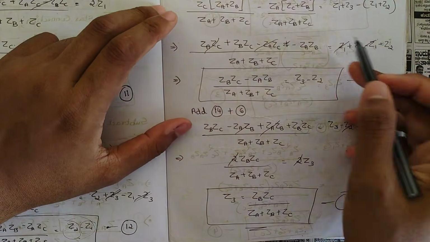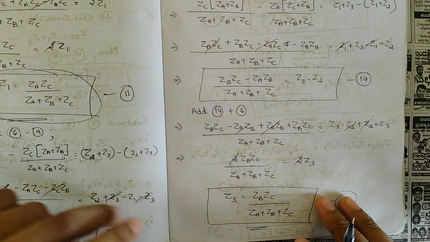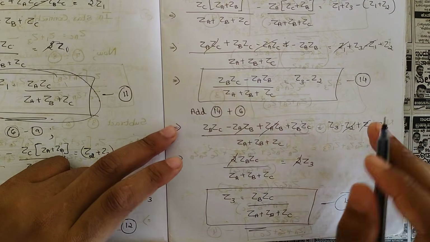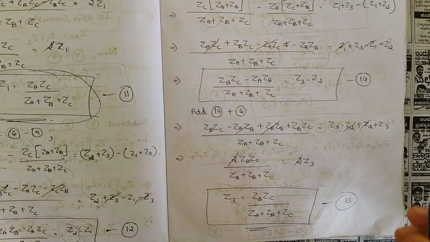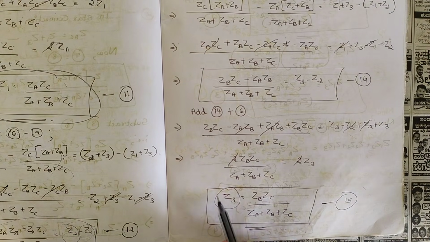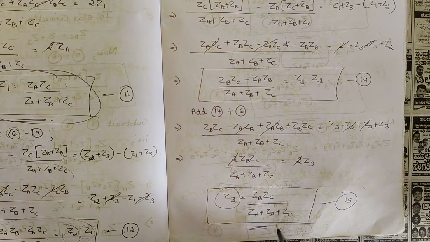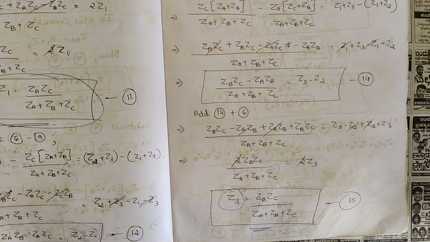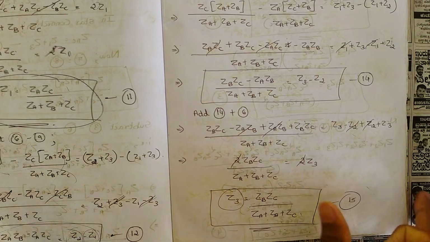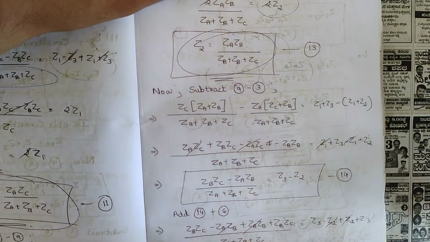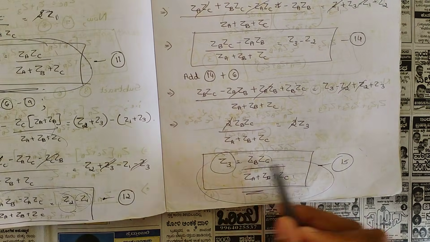Similarly, find the value of Z3 by comparing the equations which you have written. Compare it, our goal is to cancel out all other impedances and we would be left with only one single impedance, that is Z3, which is equal to ZB ZC divided by ZA plus ZB plus ZC. Name it as equation 3. Like this we should be calculating the values of Z1, Z2 as well as Z3.